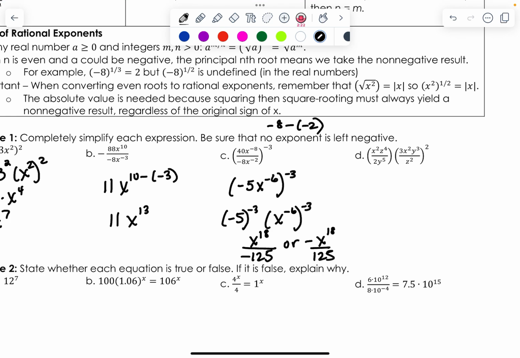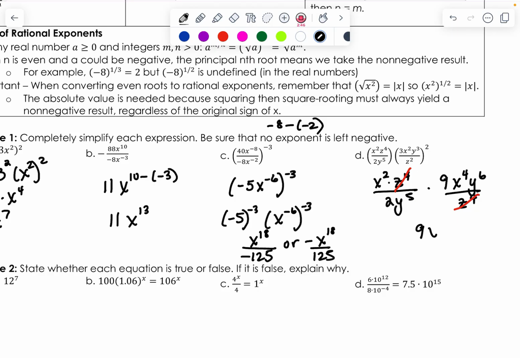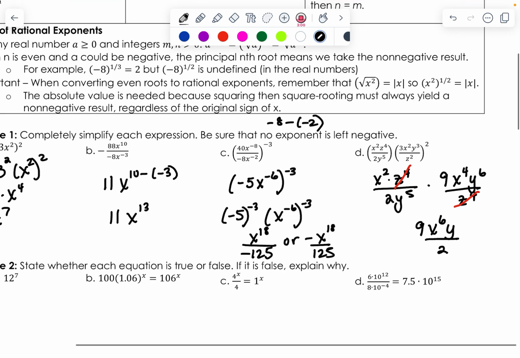Okay, on this one, the first fraction just stays as it is. The second fraction, if I'm going to raise everything to the second power, don't forget that 3. All right, then the z to the fourths cancel. I do end up with a 9x to the sixth. Now, you have y to the sixth over y to the fifth. So that ends up being 9x to the sixth y over 2.